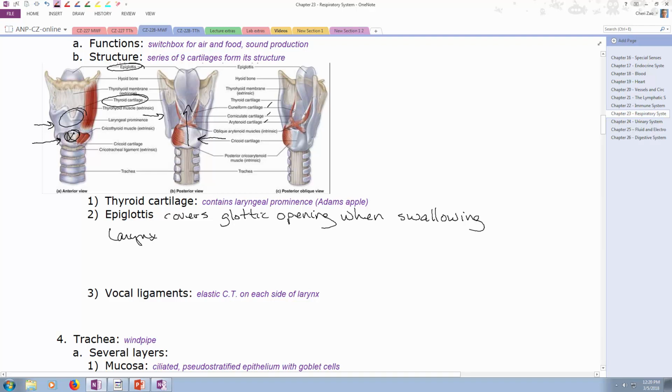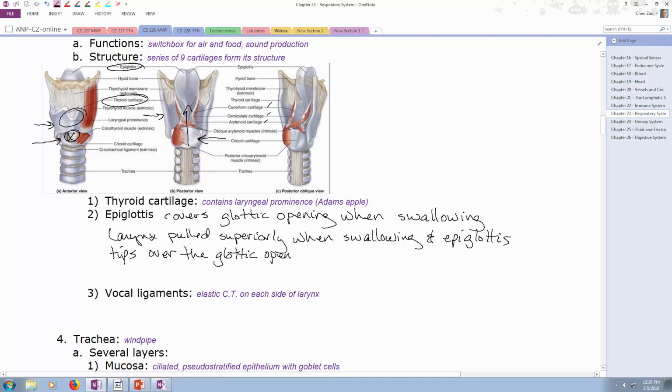So larynx pulled superiorly when swallowing, and epiglottis tips over the glottic opening, causing food or whatever you're trying to swallow to be diverted into esophagus.